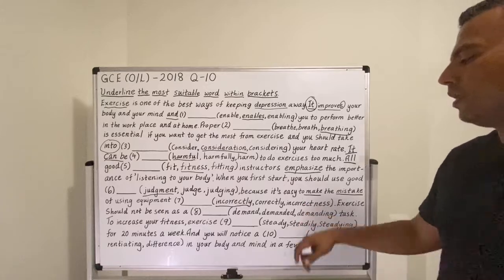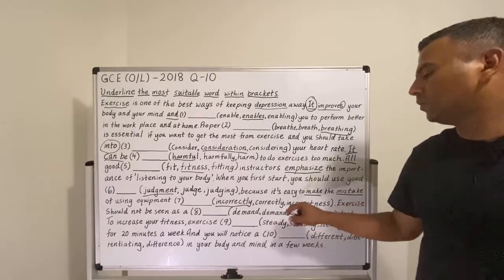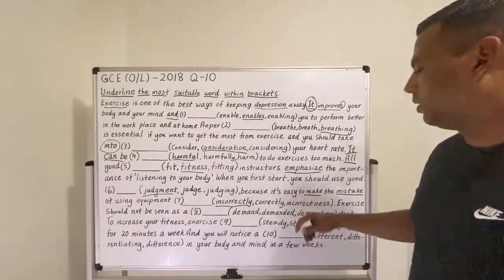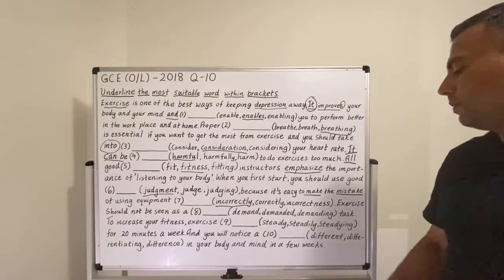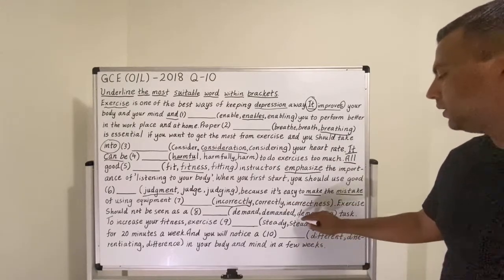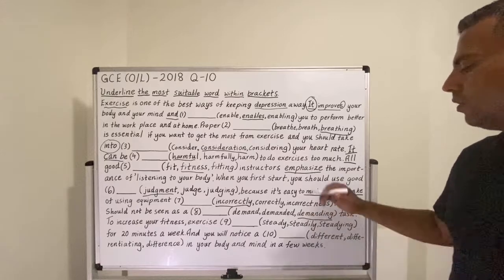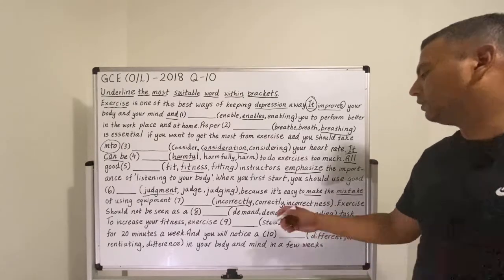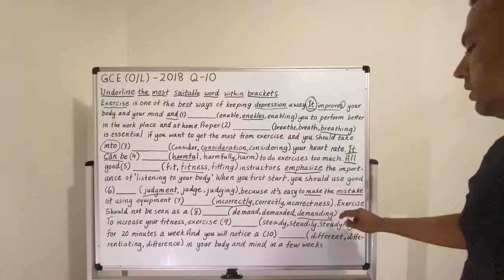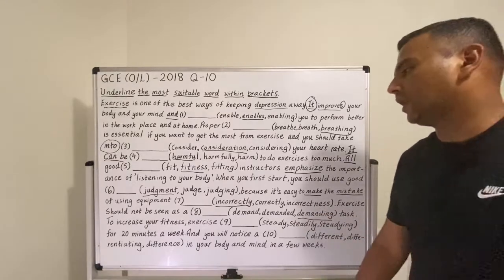Demanded is the past form. This is the base form, this is the past form, demanded, or you can say the ed form of the same verb. Then demanding is the gerund form or the adjective that derives from the verb demand. So we have to use demanding task.